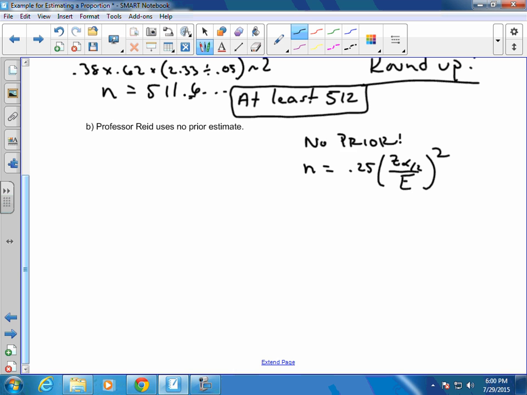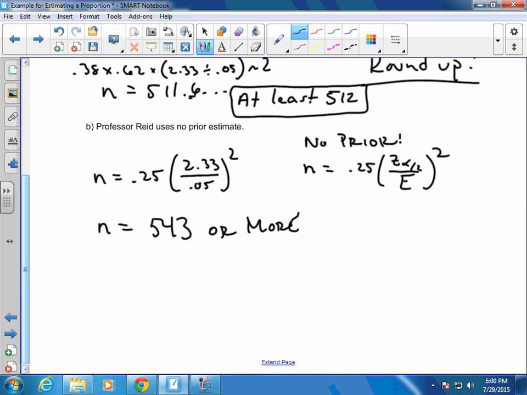So this one's a little bit easier to punch up into the calculator, because it would be 0.25 times our 2.33 over 0.05 squared. All right, I'm just going to automatically round this up, so check me on this on your calculator, but I'm getting that we would need 543 or more, so at least 543.